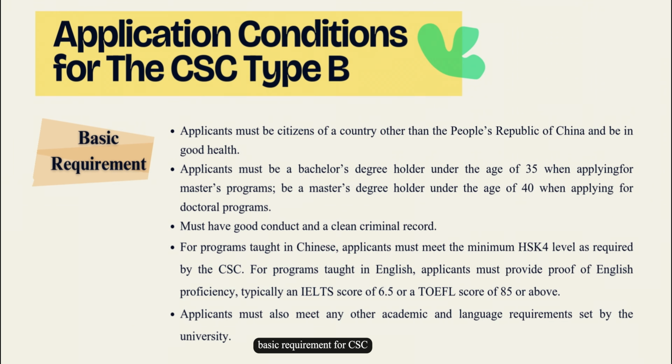Basic requirement for CSC Type B scholarship is that applicants must be the citizen of a country other than China and must be in good health. Applicants must be a bachelor's degree holder under the age of 35 when applying for a master's program and must be under the age of 40 when applying for a doctoral program. You must have a good conduct and a clean criminal record.